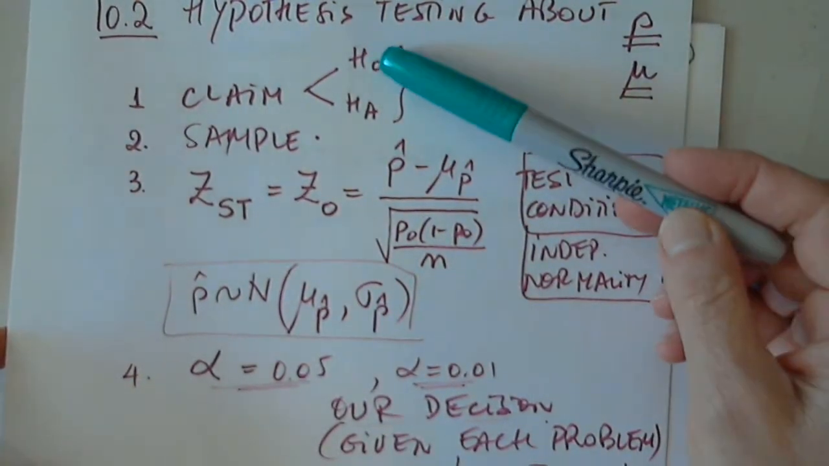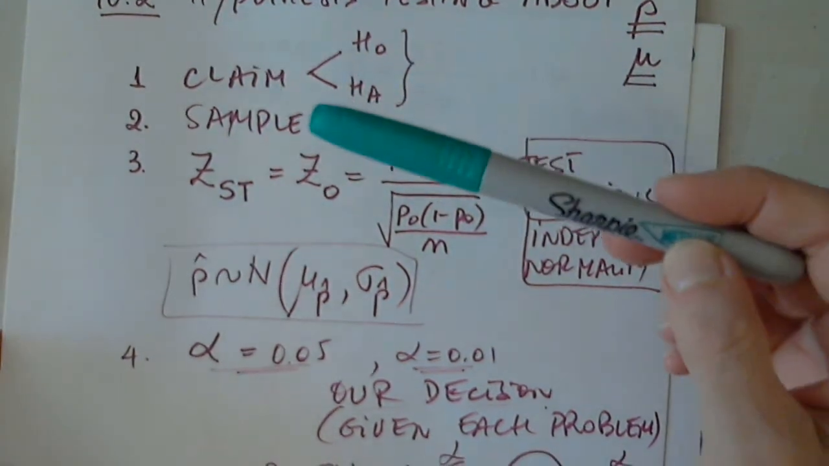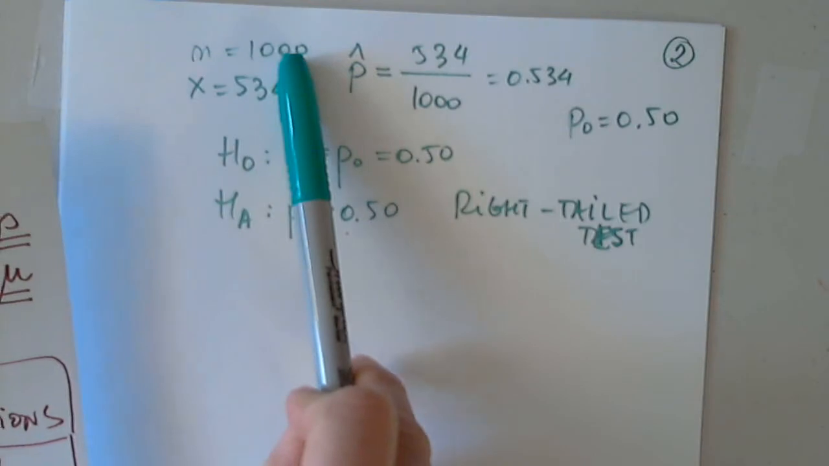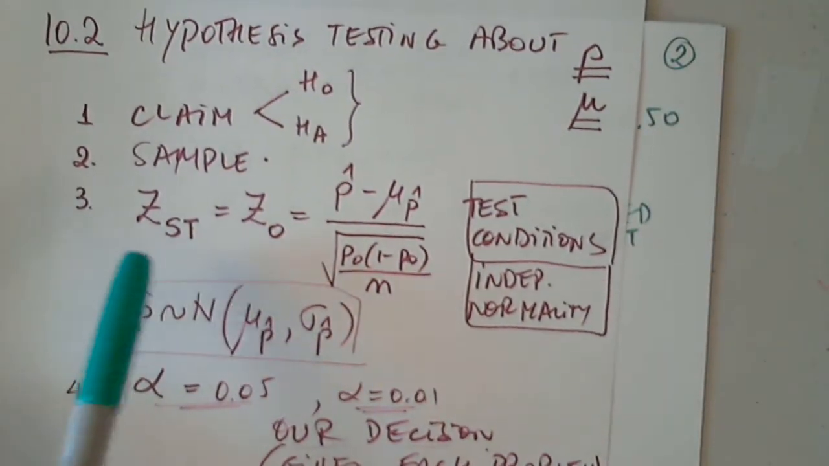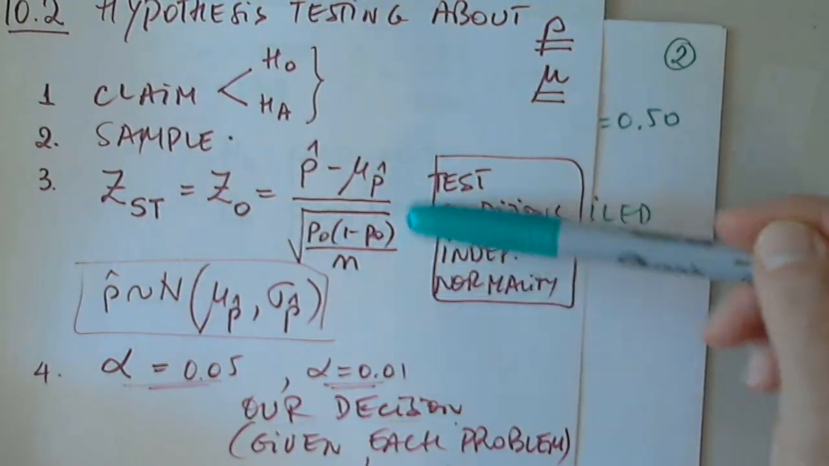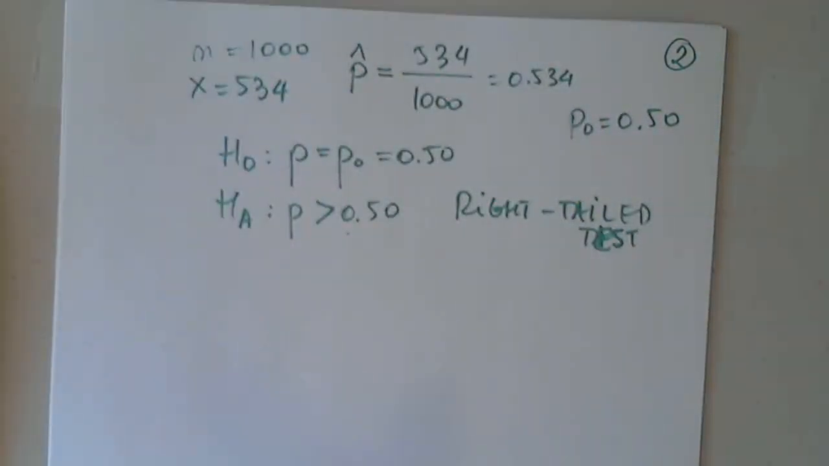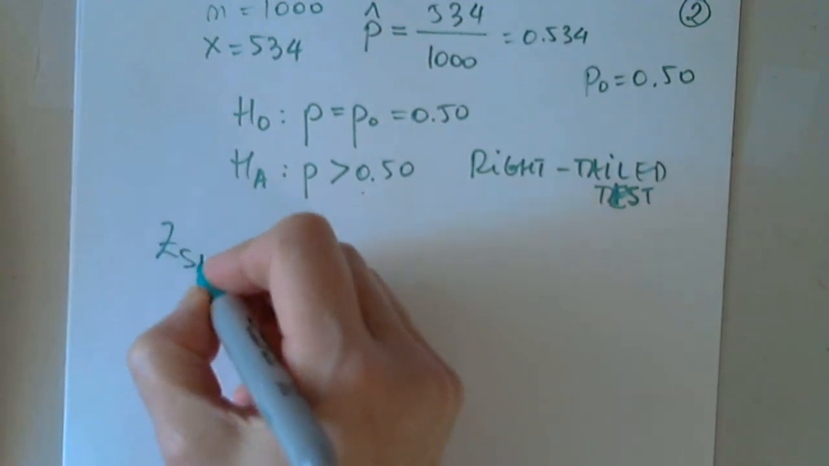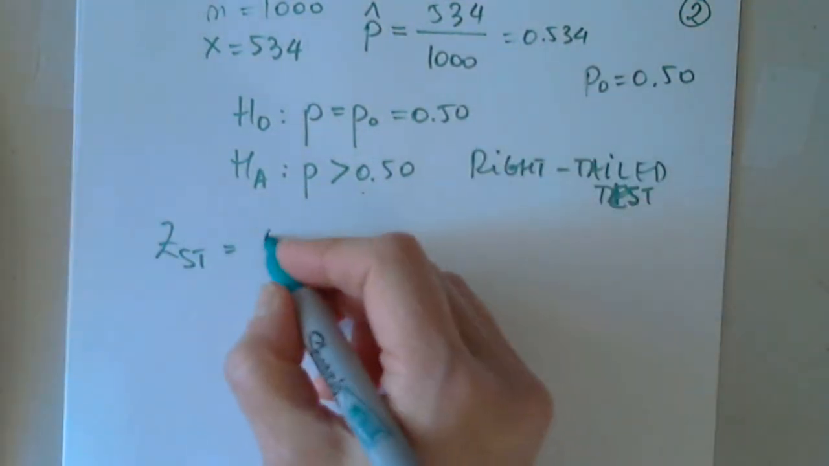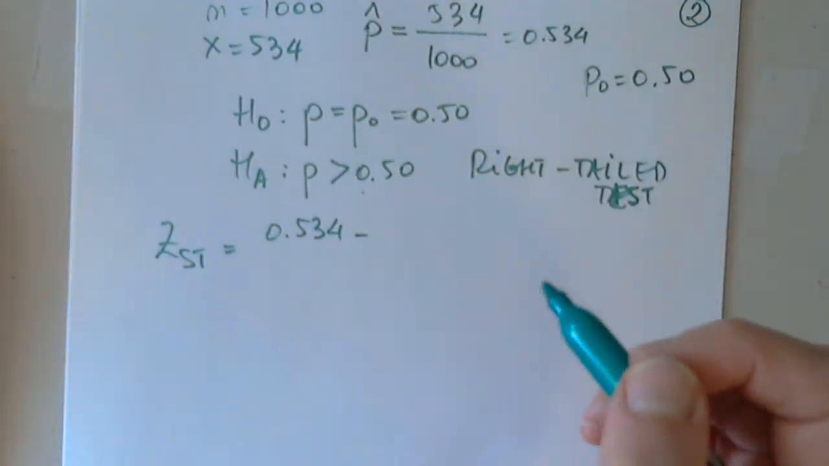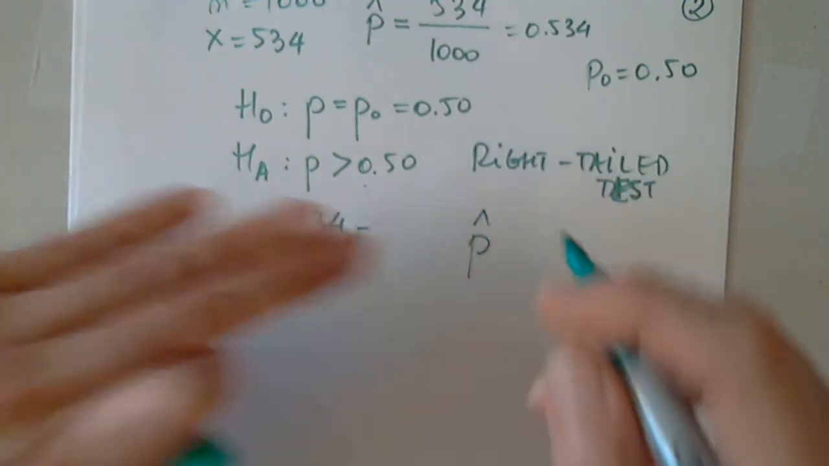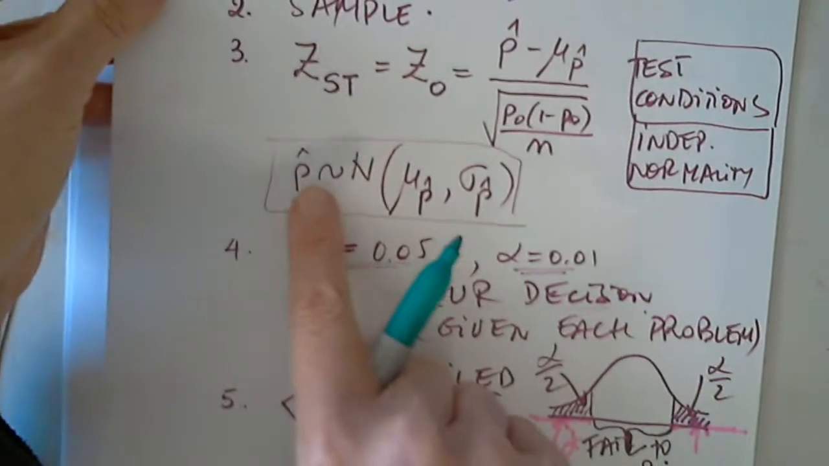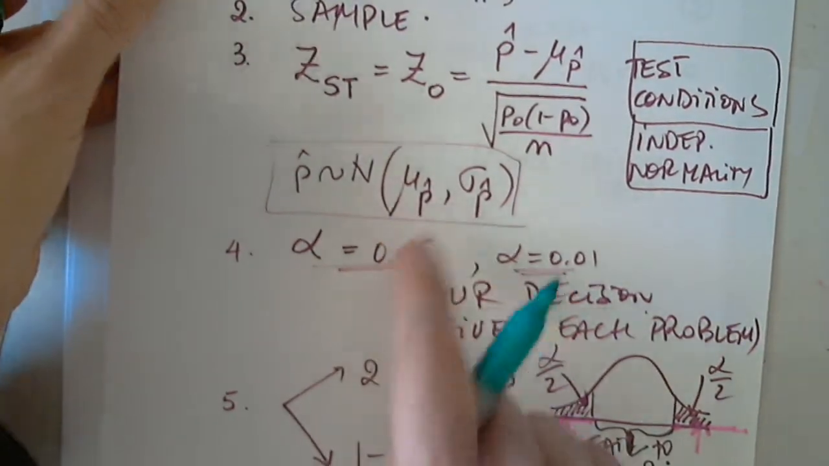I have the claim, I have the null hypothesis. I already have the sample. I collected the sample, 1,000 people, 534 said yes, I determined the proportion. And now I have to determine this z statistic. So z statistic equals p hat 0.534 minus the mean. Before that, sorry, let's identify the distribution of p hat, so you know where all these pieces come from.